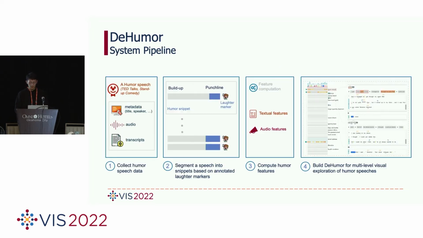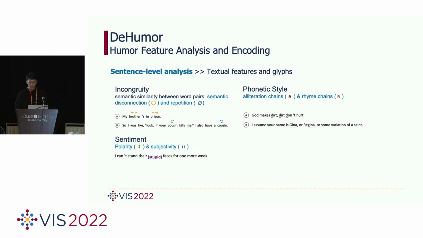Our system pipeline is shown as follows. We first collect humor speeches such as TED Talks and stand-up comedies. Then, given a humor speech, we segment it into different humor snippets based on the occurrences of humor laughter markers in the speech. For each snippet, we compute textual and audio features. Finally, these features are visualized in an interactive analytics system. Next, I will introduce the humor feature analysis and visual encoding.